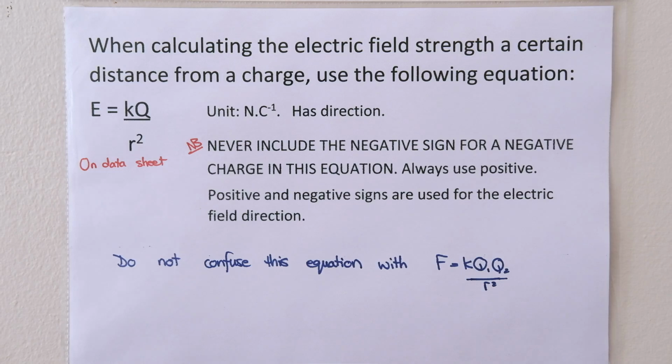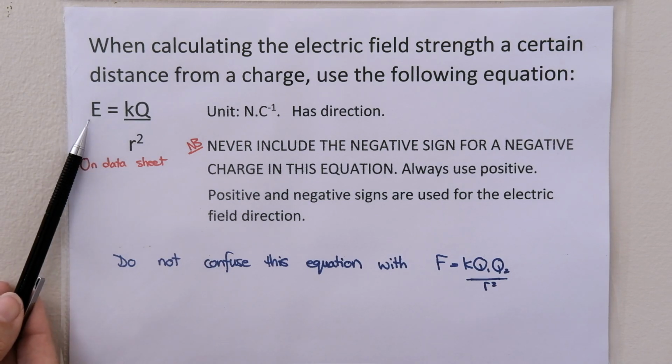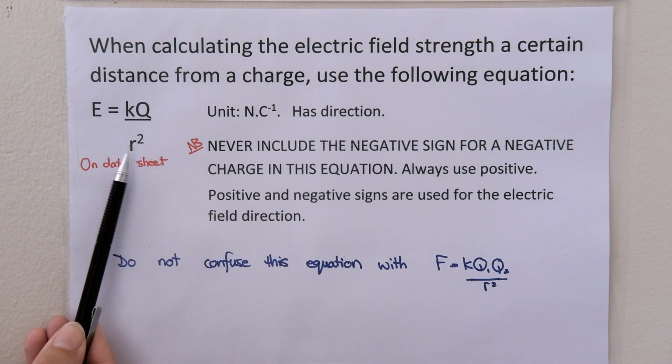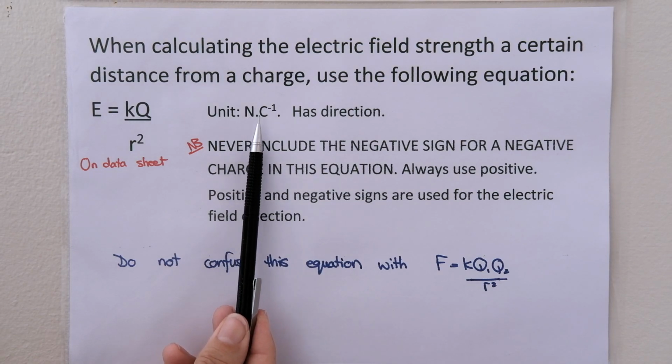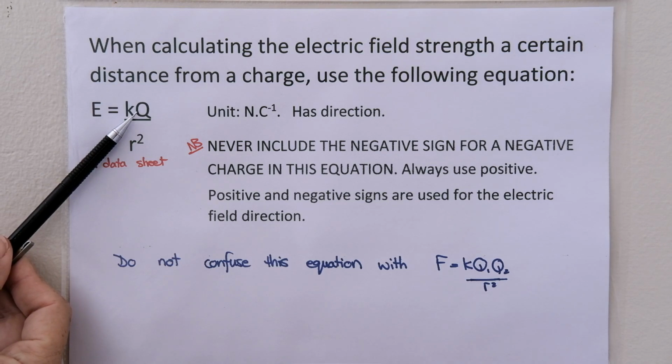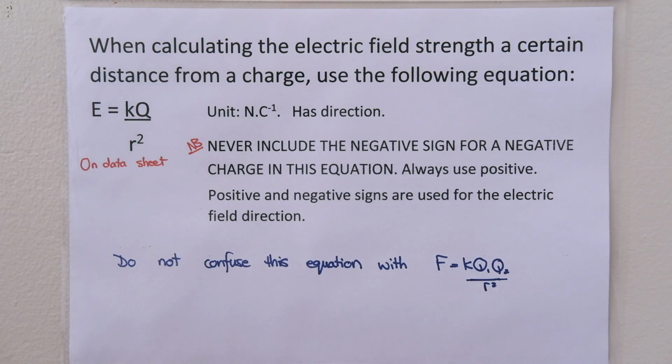The last equation we are going to look at in this chapter is the equation that we use to calculate the electric field strength at a point a certain distance from a charge. We use this equation: electric field strength, Coulomb's constant, the size of the charge, and the distance from the charge. The unit, again, for electric field strength is newtons per coulomb, and please remember that electric field strength has direction. When you use this equation, never include the negative sign if you have a negative charge. Always use a positive for the charge in this equation. When we do more difficult examples, you will see exactly why we choose to do this. Very briefly, the positive and negative signs are used for the direction of the electric field. This equation is on your data sheet.